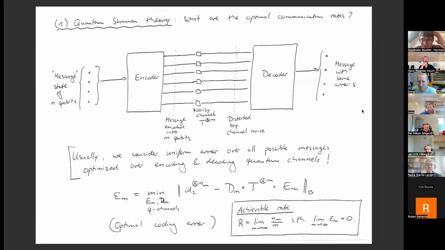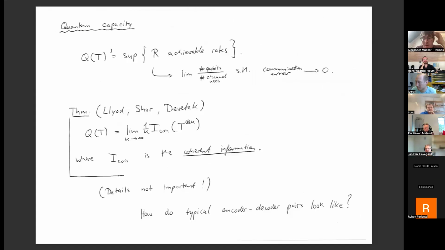Say something. Yeah. Okay. So the quantum capacity is this fundamental quantity that one might be interested in, and that's the supremum of achievable rates. Again, achievable rates meaning the number of qubits divided by the number of channel uses in the limit of infinitely many channel uses, such that the communication error goes to 0. And there's a nice formula by Lloyd, Shor, and Devetak for this quantity. Namely that this quantity is equal to a regularization of a certain entropic quantity, which is called the coherent information. It's a quantity that you can compute for a channel.